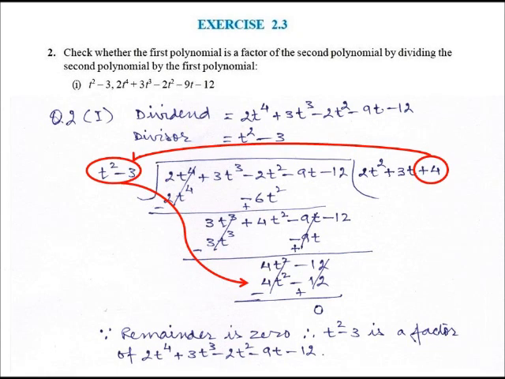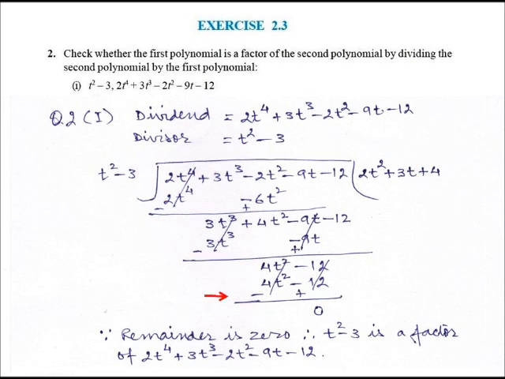Now we will multiply the divisor t square minus 3 by 4. So when we multiply t square by 4, we get 4t square, and when we multiply minus 3 by 4, we get minus 12. Now we change the signs of the lower line. So 4t square will be cancelled by minus 4t square, and minus 12 will be cancelled by plus 12. So the remainder will be 0.